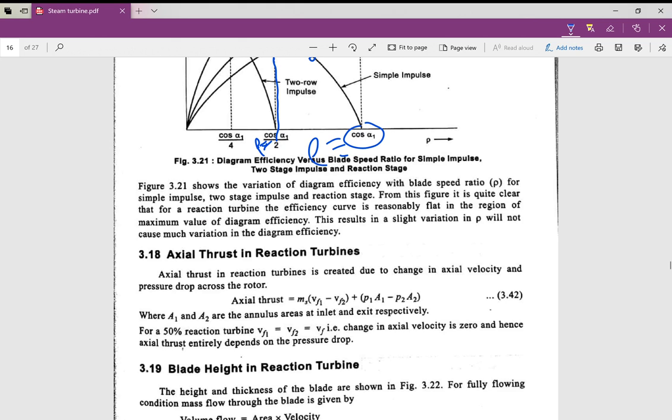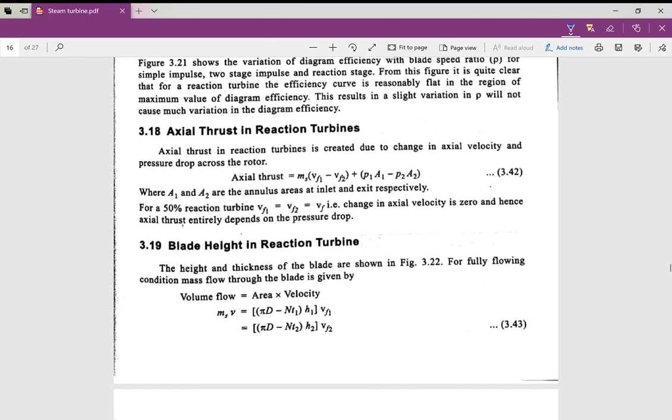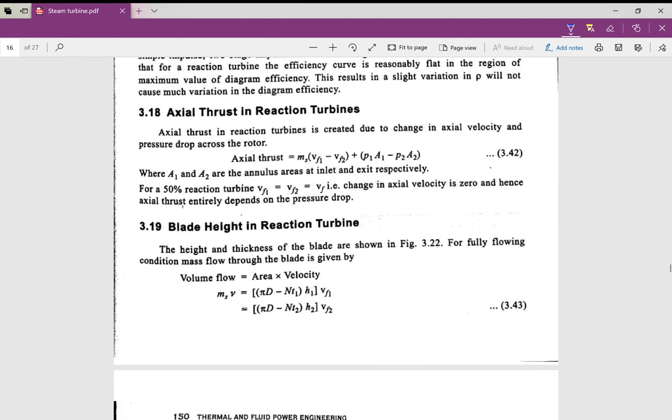Now, 50% degree of reaction we have seen earlier comes for a Parsons turbine. We call it Parsons turbine. When this value goes to 100%, that is called, example is the Hero turbine.